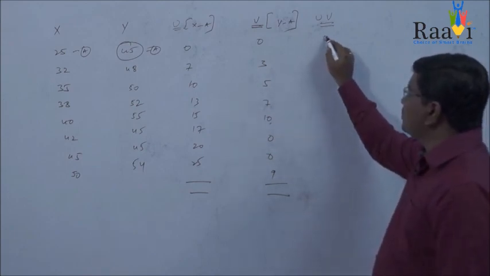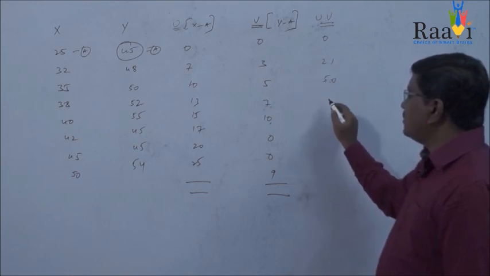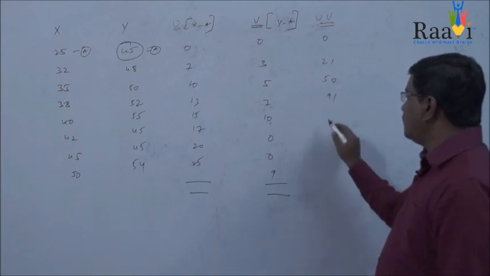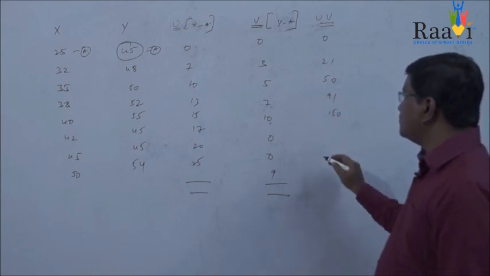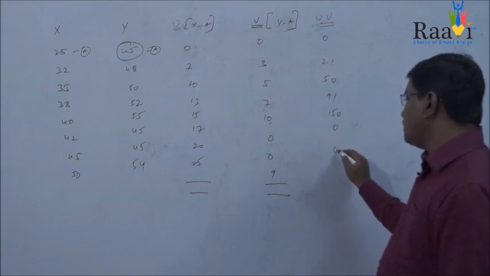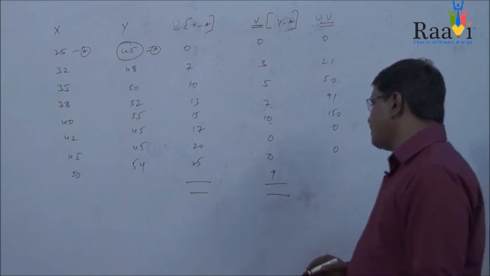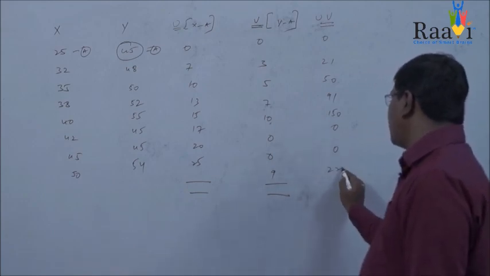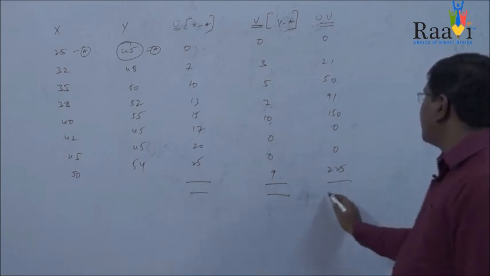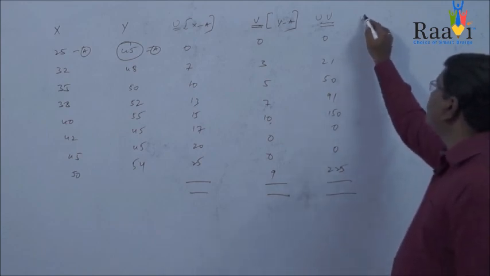0 into 0, 0. 7 into 3, 21. 10 into 5, 50. 13 into 7, 91. Next 15 into 10, 150. 17 into 0, 0. 20 into 0, 0. 25 into 9, 225. This is nothing but UV.